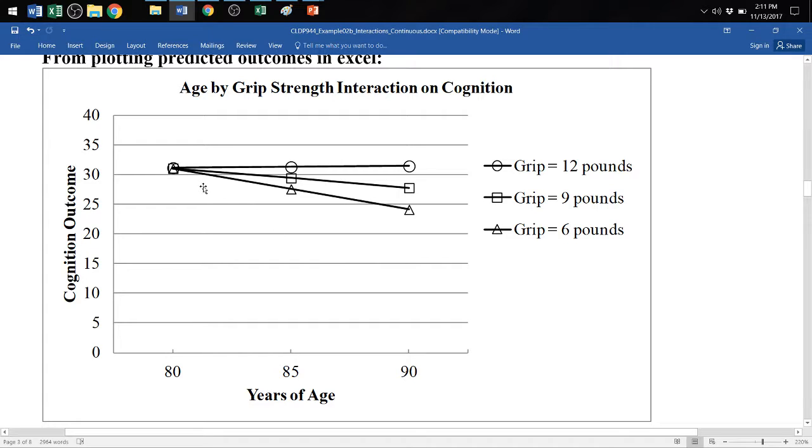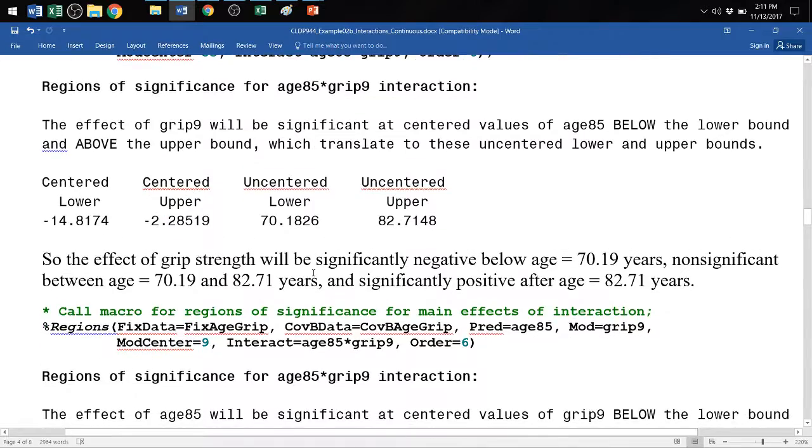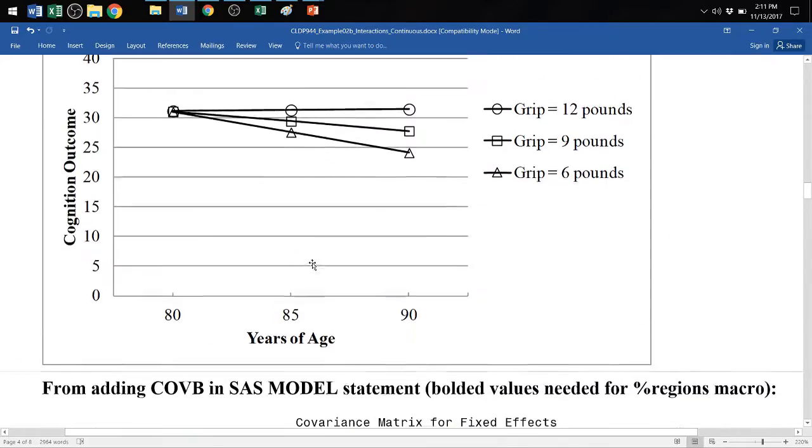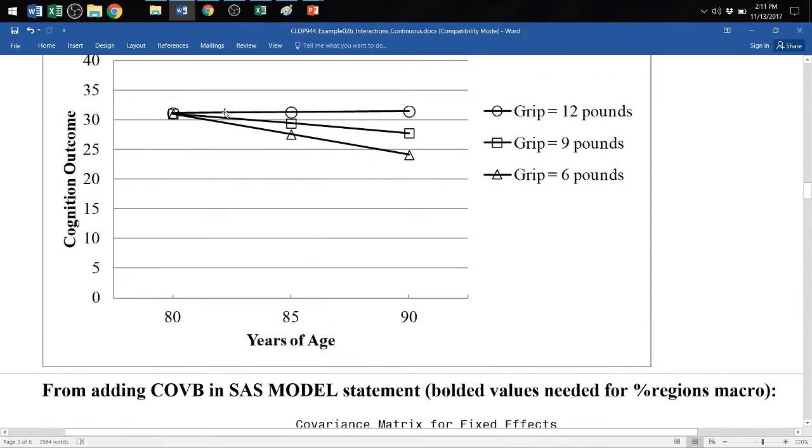So age has a, was it 9? Oh, I lost it. Hang on. 9 and 18. Okay. So age has a significantly negative slope at grip strength of 9 or lower. Between 9 and 18, its slope is non-significant, and after 18, it would be positive.